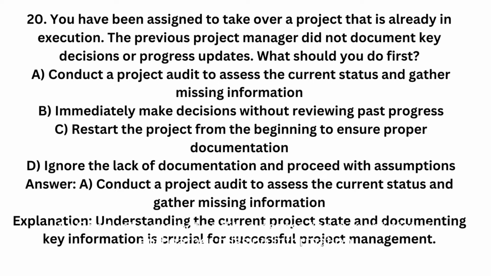A. Conduct a project audit to assess the current status and gather missing information. B. Immediately make decisions without reviewing past progress. C. Restart the project from the beginning to ensure proper documentation. D. Ignore the lack of documentation and proceed with assumptions. Answer: A. Conduct a project audit to assess the current status and gather missing information. Explanation: Understanding the current project state and documenting key information is crucial for successful project management.